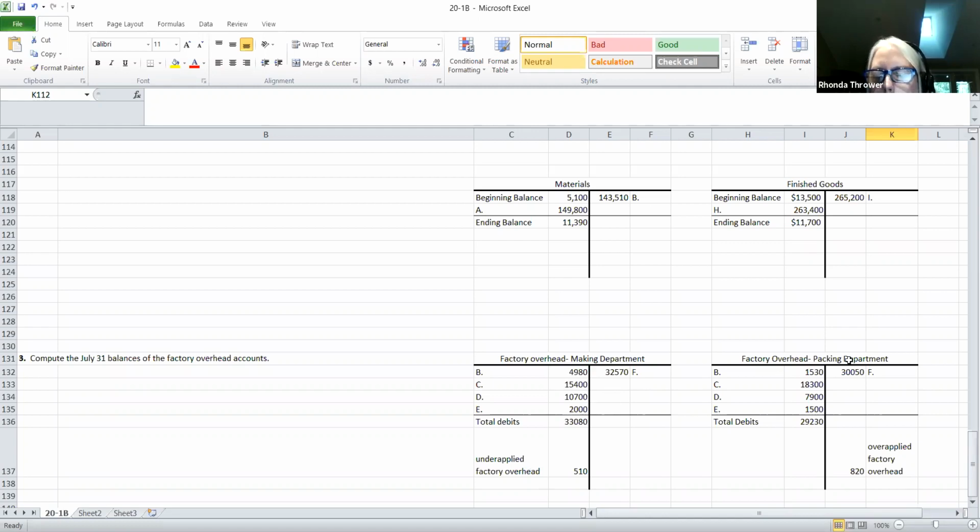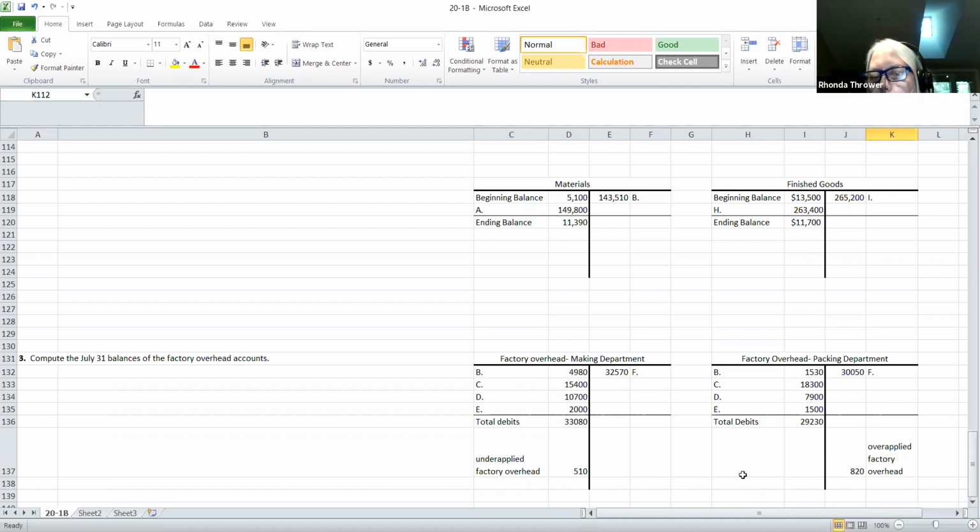In the packing department, you do the same thing, but in the packing department, the total debits were less than what we estimated for the credits. That left us with a credit balance in the factory overhead account for the packing department. And we call that credit balance an over-applied factory overhead balance, because the over-applied amount means that we estimated more than what we actually had in factory overhead. So we had some over-applied factory overhead as the balance.